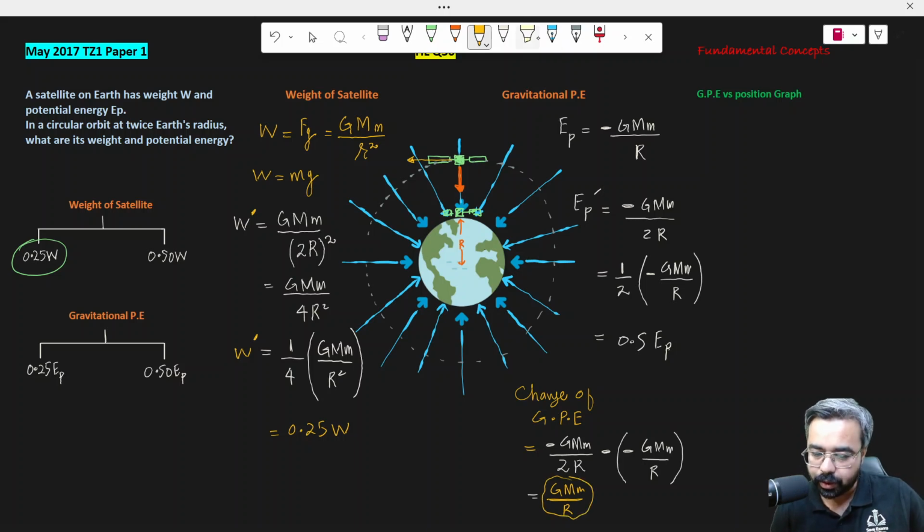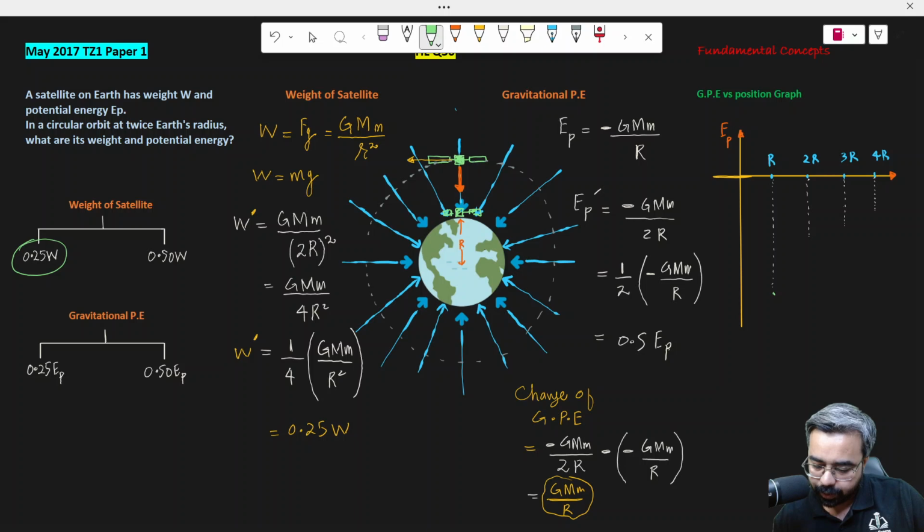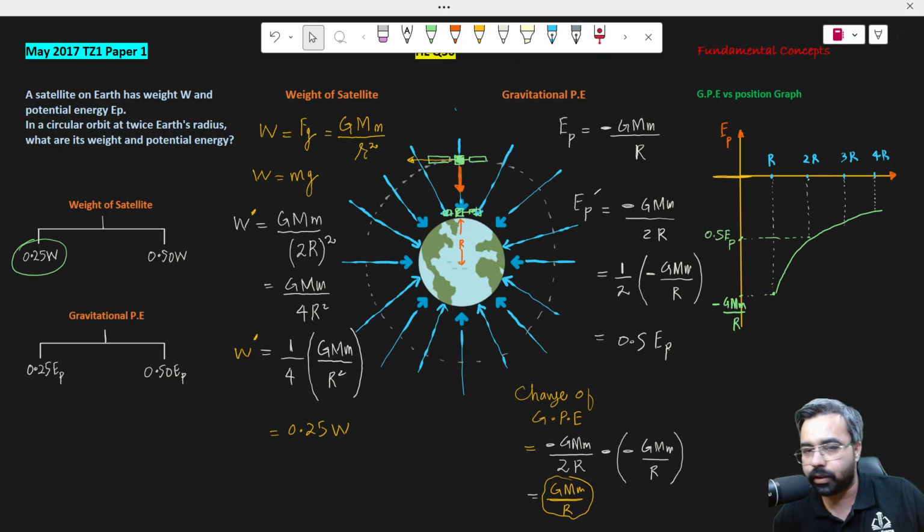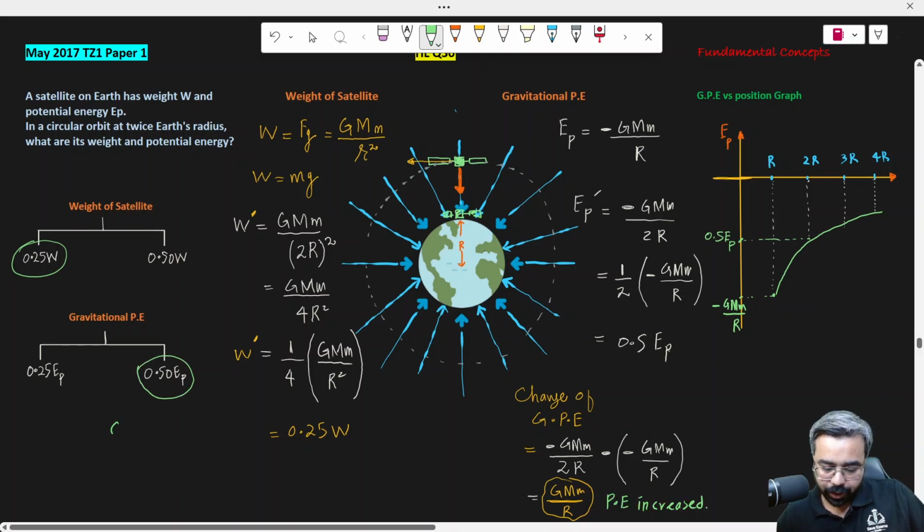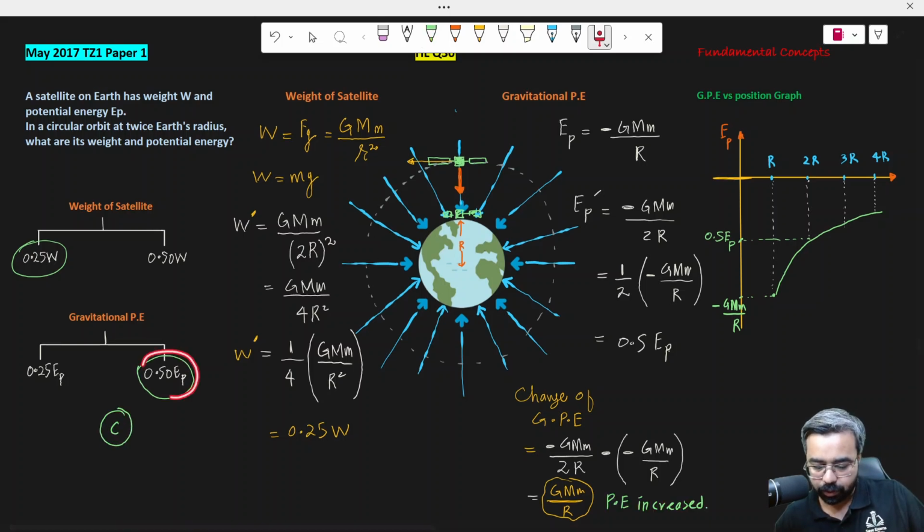Anyways, now I'm going to show you quickly the graph. Okay, so dear students, at the surface of Earth it is maximum negative, negative GMm over R. So this always follows this pattern, and you see that as the distance is increasing, it is becoming less negative. So at a distance 2R, it is 0.5 times EP. And then further, you can see how it is decreasing. So it means that this should be the right answer. So the right answer is option C, which is 0.25 W and 0.50 EP.